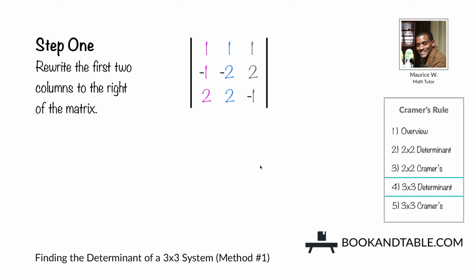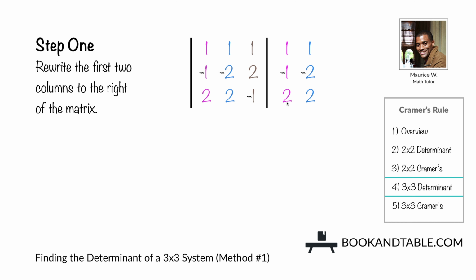Now, calculating the determinant of a 3x3 is slightly different than calculating a 2x2. We'll still be multiplying the numbers going down to the right and up to the right. But before we do that, the first step is to rewrite the first two columns to the right of the matrix. So we take column number 1 and column number 2, and we rewrite both to the right of the 3x3, on the outside of our vertical line. So now we have a total of 5 columns, 1, 2, 3, 4, 5. We still have 3 rows, 1, 2, and 3.